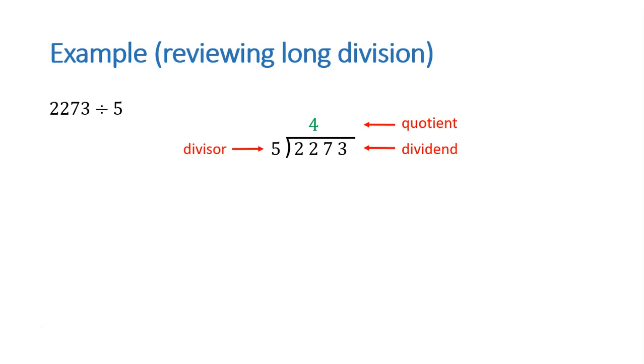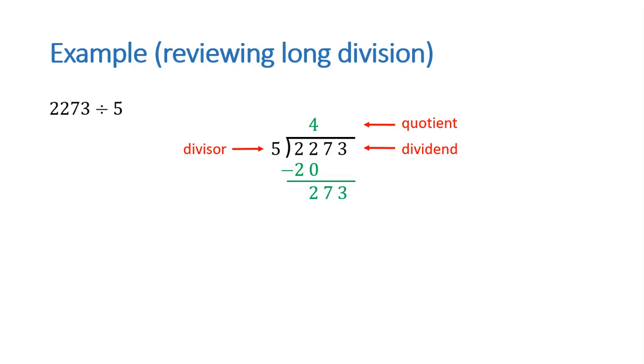Now we're going to multiply our quotient by the divisor. So 4 times 5 is 20, and we're going to subtract whatever the result of that multiplication is. Essentially what we're doing is determining how much divided in evenly, and subtracting it out to see what's left over. So if we subtract this out, we're left with 273.